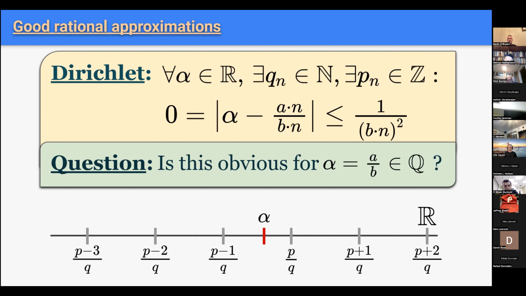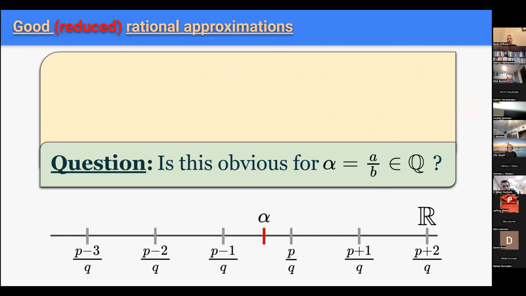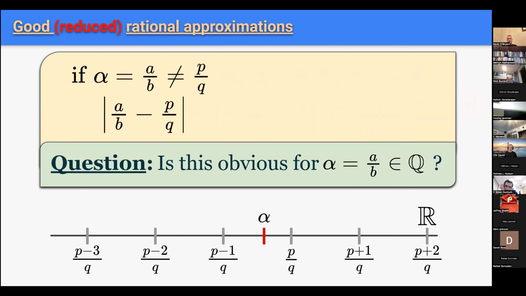So let's say that I don't allow you to do it, and I ask you to find good rational approximations, but in reduced form. Is it still obvious that you can find very good rational approximations for a rational number? I claim that this is no longer obvious, and also no longer true. Let me show you why. Let's say that you have your rational number a over b, and you want to approximate it by p over q. So you look at the error.